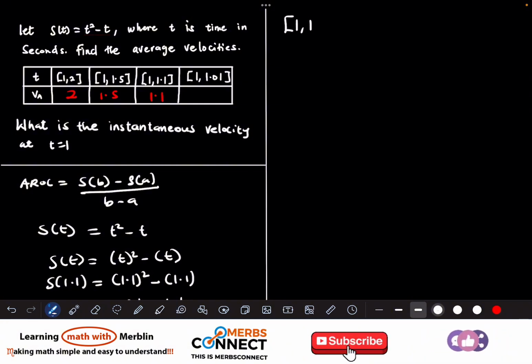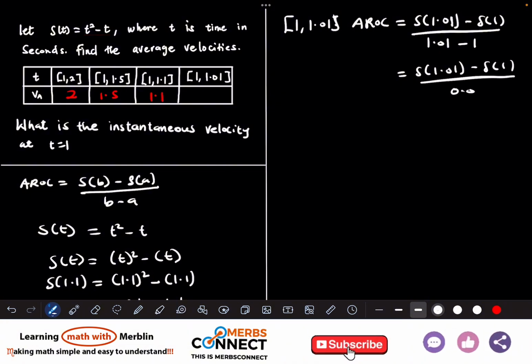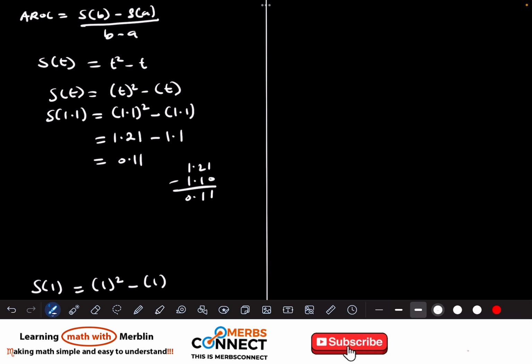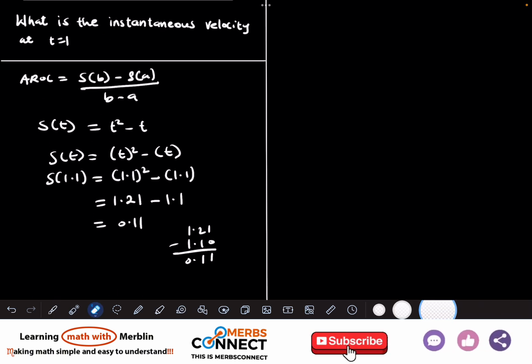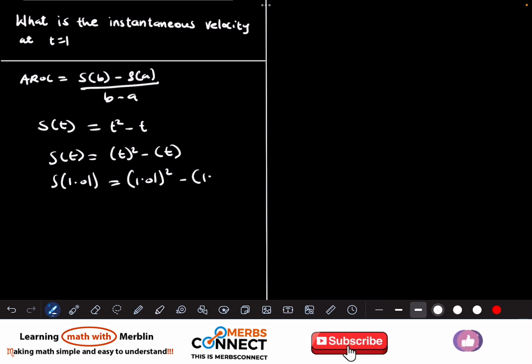So 1 and 1.01. So the average rate of change for that one will be s of 1.01 minus s of 1 divided by 1.01 minus 1. Simplify. So we are going to have 0.01. So we need s of 1.01. So let's come and work on it here. So s of 1.01 will be equal to 1.01 squared minus 1.01.